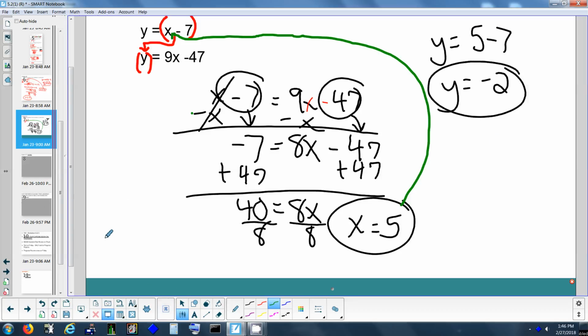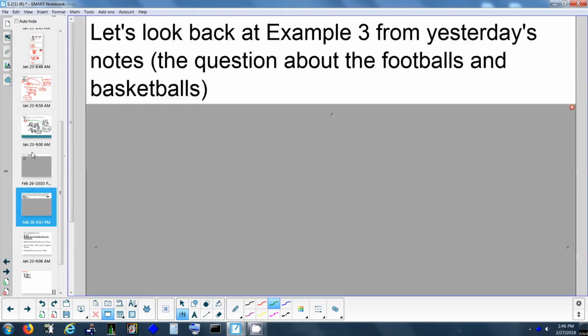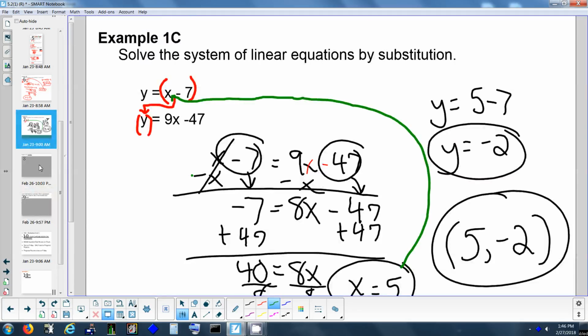Are you not sure? It's okay. Joe, what's the coordinate going to be? 5, comma, -2. And there's your answer. This one was easier than the other one. Again, we just wanted to show you different ways of how to do it.